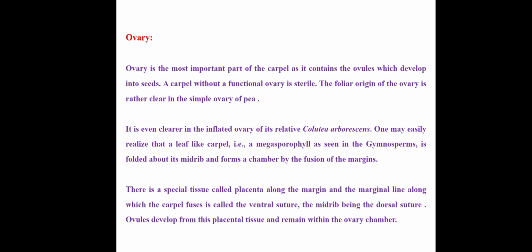Ovules develop from this placental tissue and remain within the ovary chamber. Always keep in mind that the placenta is a tissue found along the margin, the marginal line where the carpel fuses, and that fusion is called the ventral suture, whereas the midrib is called the dorsal suture. All the ovules that develop will be on the placental tissue and remain in the ovary chamber.